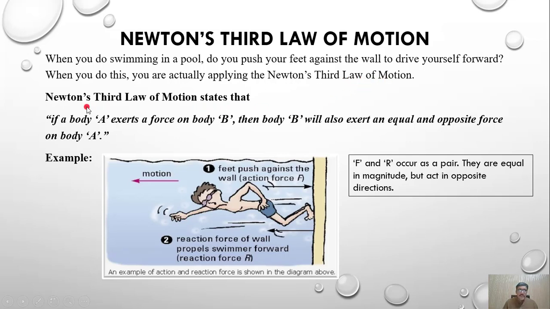So from here we can state that if a body A exerts a force on body B, meaning if one body is exerting some force on another body, then body B will also exert an equal and opposite force on body A. If one body is applying some force in one direction to another body, then that body will also apply the same amount of force but in the opposite direction.